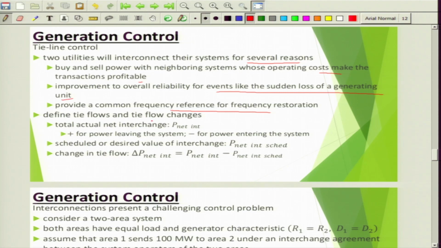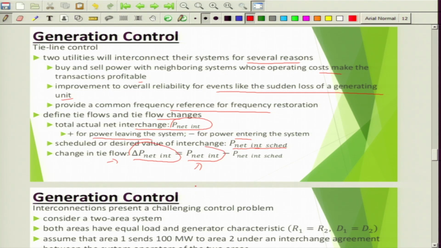So define tie flows and tie flow changes. The total actual net interchange is termed P net interchange. This is positive for power leaving the system, by convention, and negative for power entering the system, right? The scheduled or desired value of interchange is P net interchange scheduled. So the change in tie flow, delta P net interchange, happens because of a disturbance.